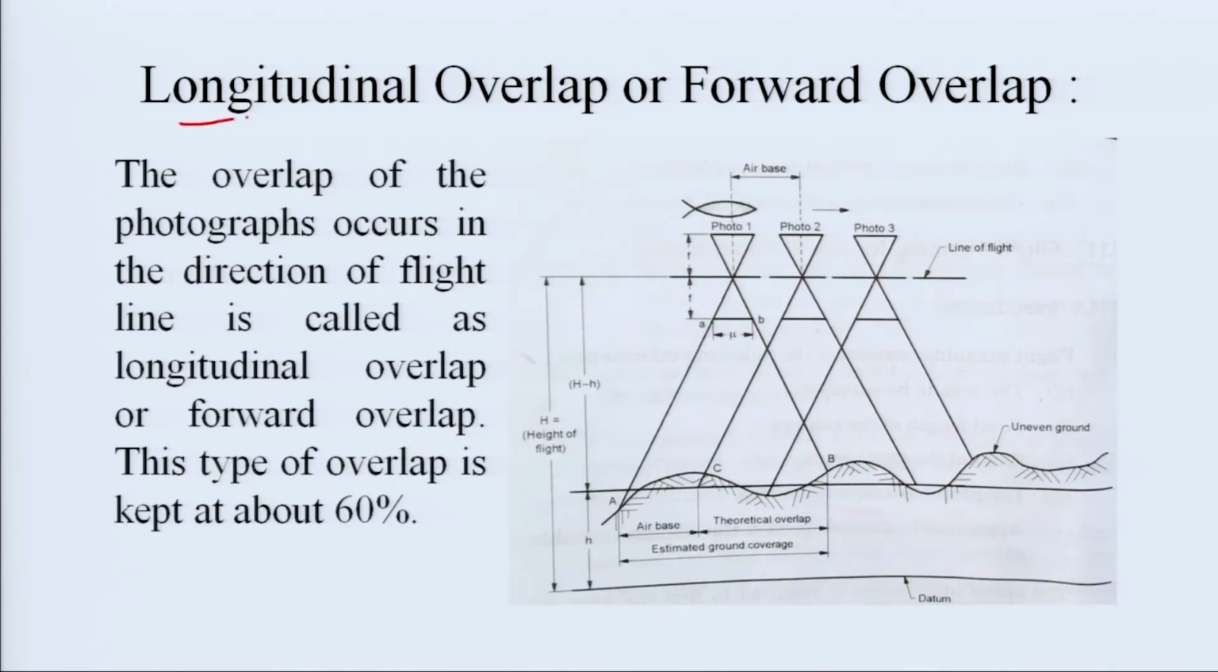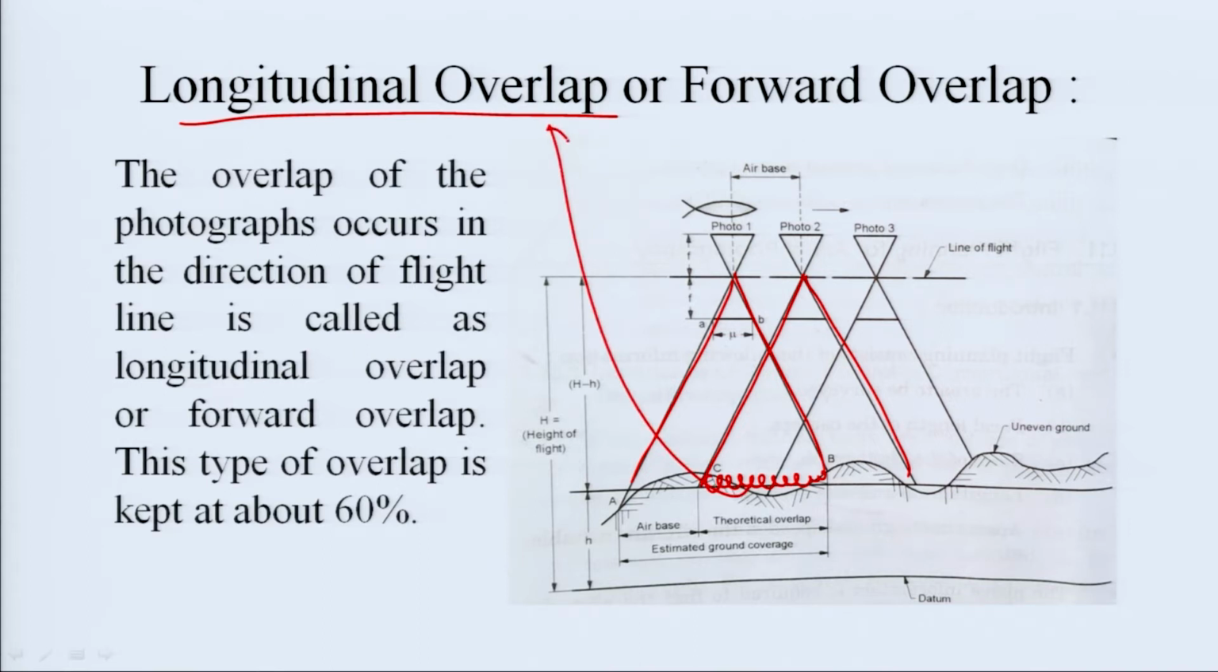What is longitudinal overlapping? Longitudinal overlapping is also known as forward overlap. In this figure, this is the first exposure by a camera and this is the second exposure by a camera. This common overlapping is known as longitudinal overlapping.